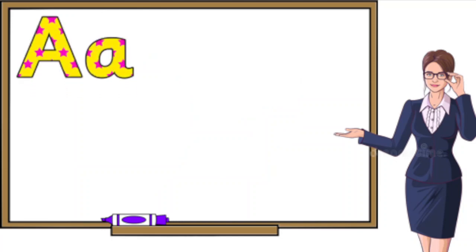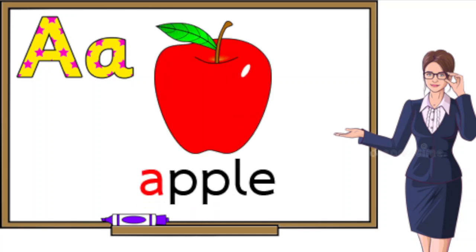Okay, so next. Let's say the short a sound 2 times. A. Again, a. Apple. Again, a. Apple. It's an apple. Apple begins with the short a sound. Do you like apples? Yes, very good.